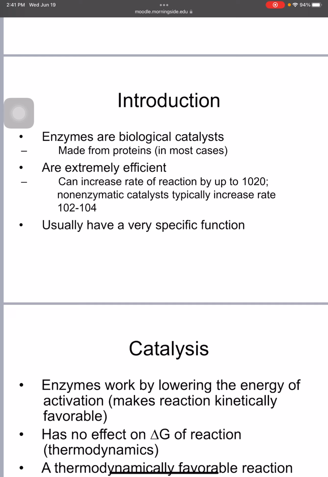Enzymes, though, are super efficient. Much more efficient a lot of times than non-enzymatic catalysts. You can see here they can increase the rate of reaction by up to over 1,000 times, whereas non-enzymatic catalysts typically increase about 100 times or so. So that's an order of magnitude. It gives you an idea of just how powerful these things are.